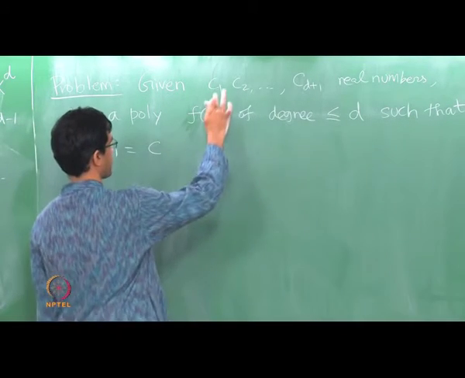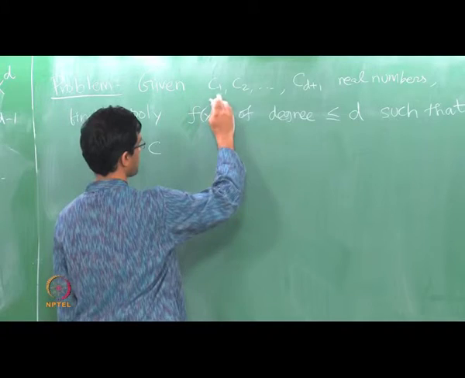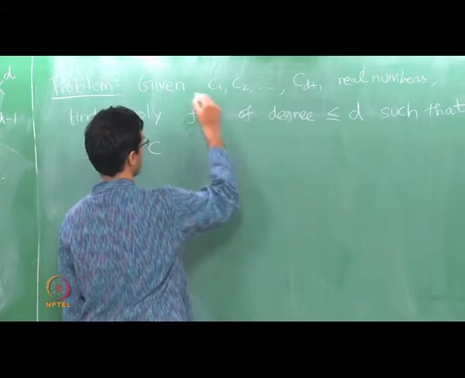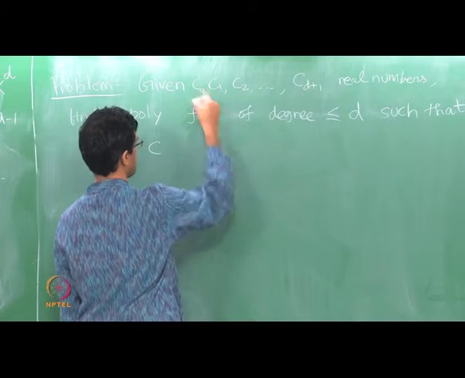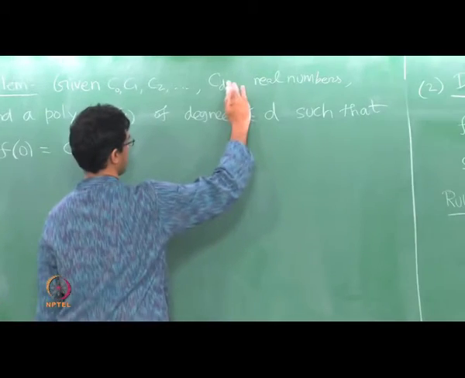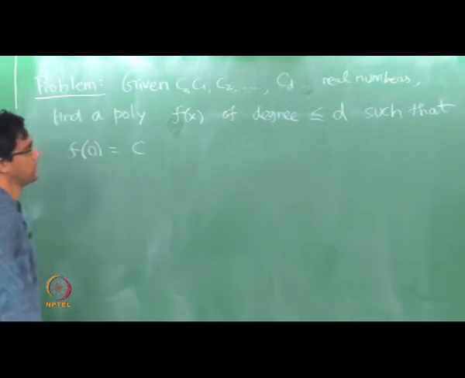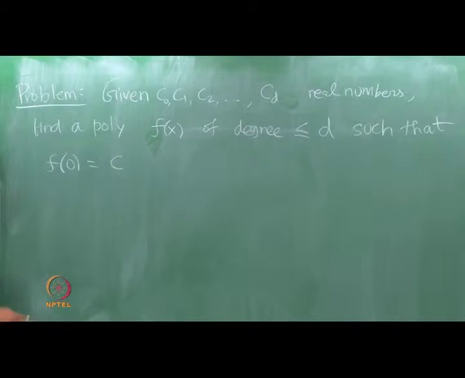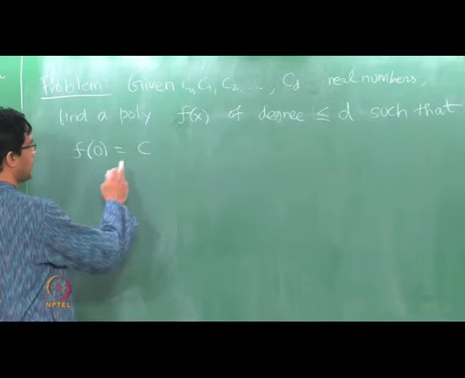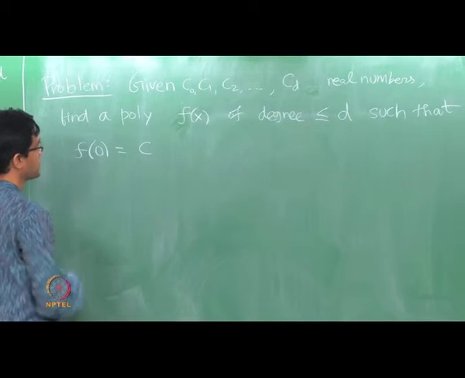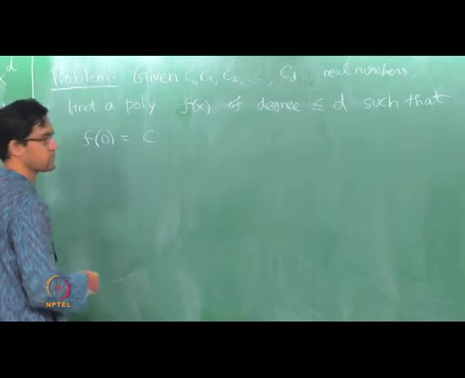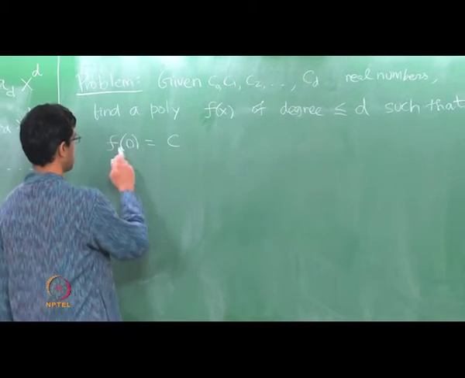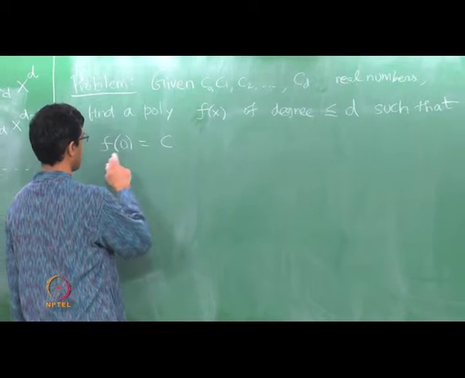So here it's sort of nicer to re-index this. So instead of calling them C1, C2 till C(d+1), let me call them C0, C1 till Cd. And you'll see in a minute why. Let's just call these d plus 1 real numbers C0, C1, C2, dot dot dot. So I want the following conditions to be satisfied. I want my polynomial to have degree at most d, and it should be f evaluated at 0.